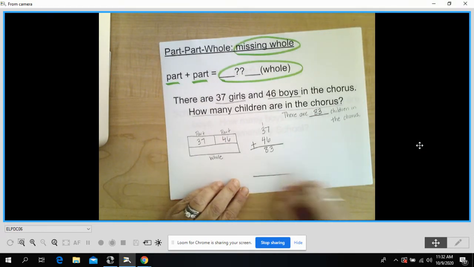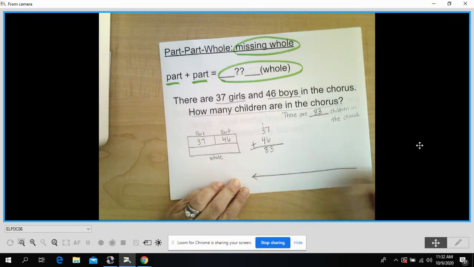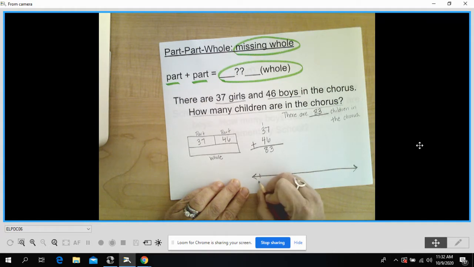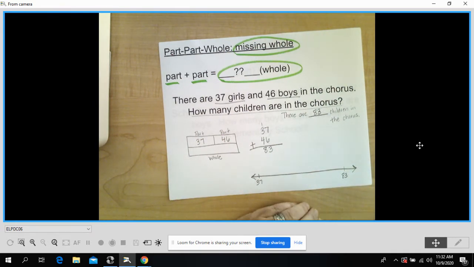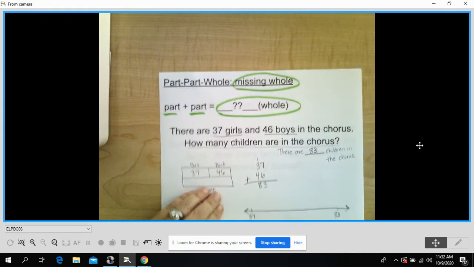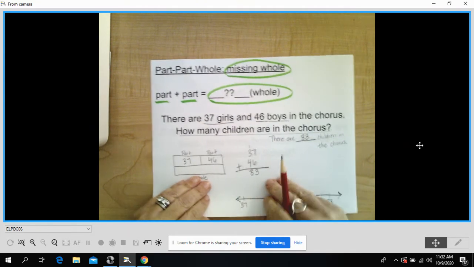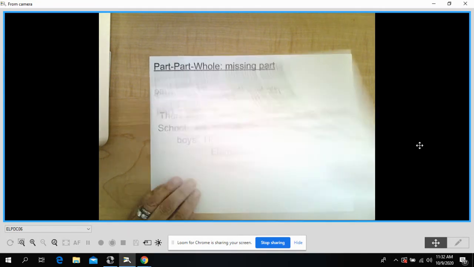You could do this. You know that I like that number line strategy to show the relationship between the numbers. You certainly could do this on the number line. You could start with the 37, and to the 37, you could make your 46 jumps, and you bet that you would land on 83. Got it. Okay. Let's move on to another part, part, whole.